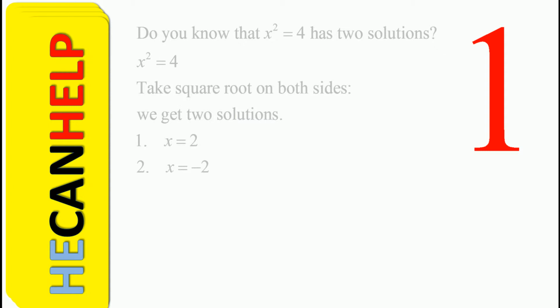If you are given x squared is equal to 4, then please don't forget the solutions for x are x equal to positive 2, and x equal to negative 2, because square of positive 2 and square of negative 2 are exactly the same, positive 4.